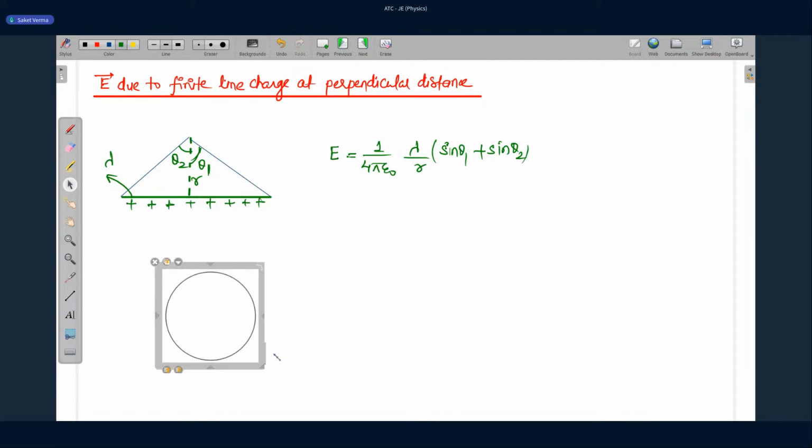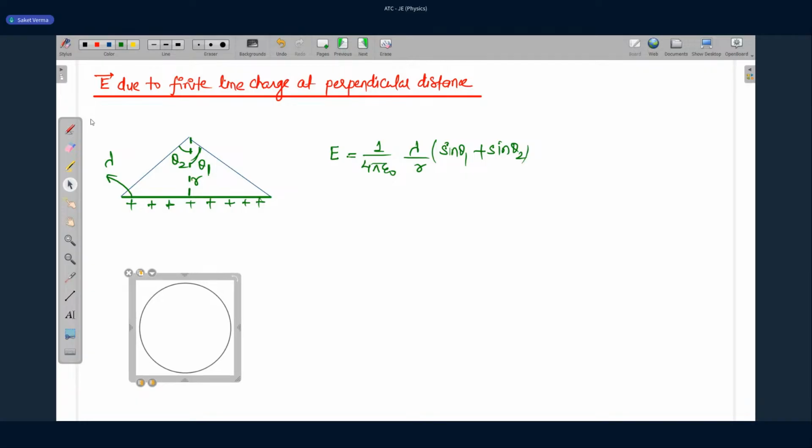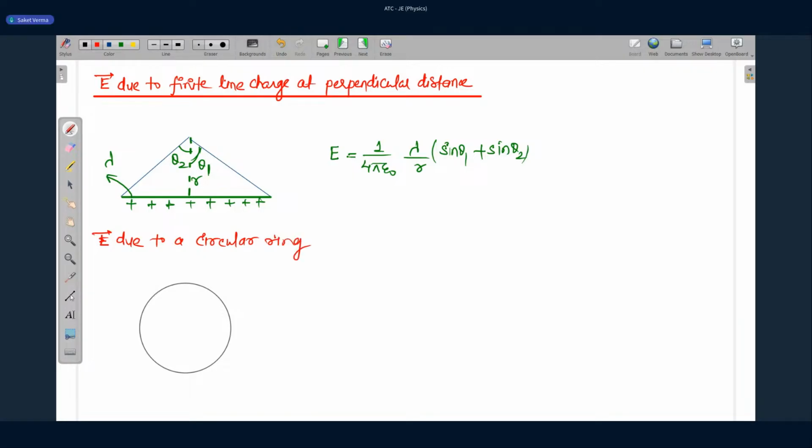Suppose there is a circle. Now we want to calculate the electric field due to a circular ring. As I told you, this was a question that was asked directly when I had given the exam. E due to circular ring.